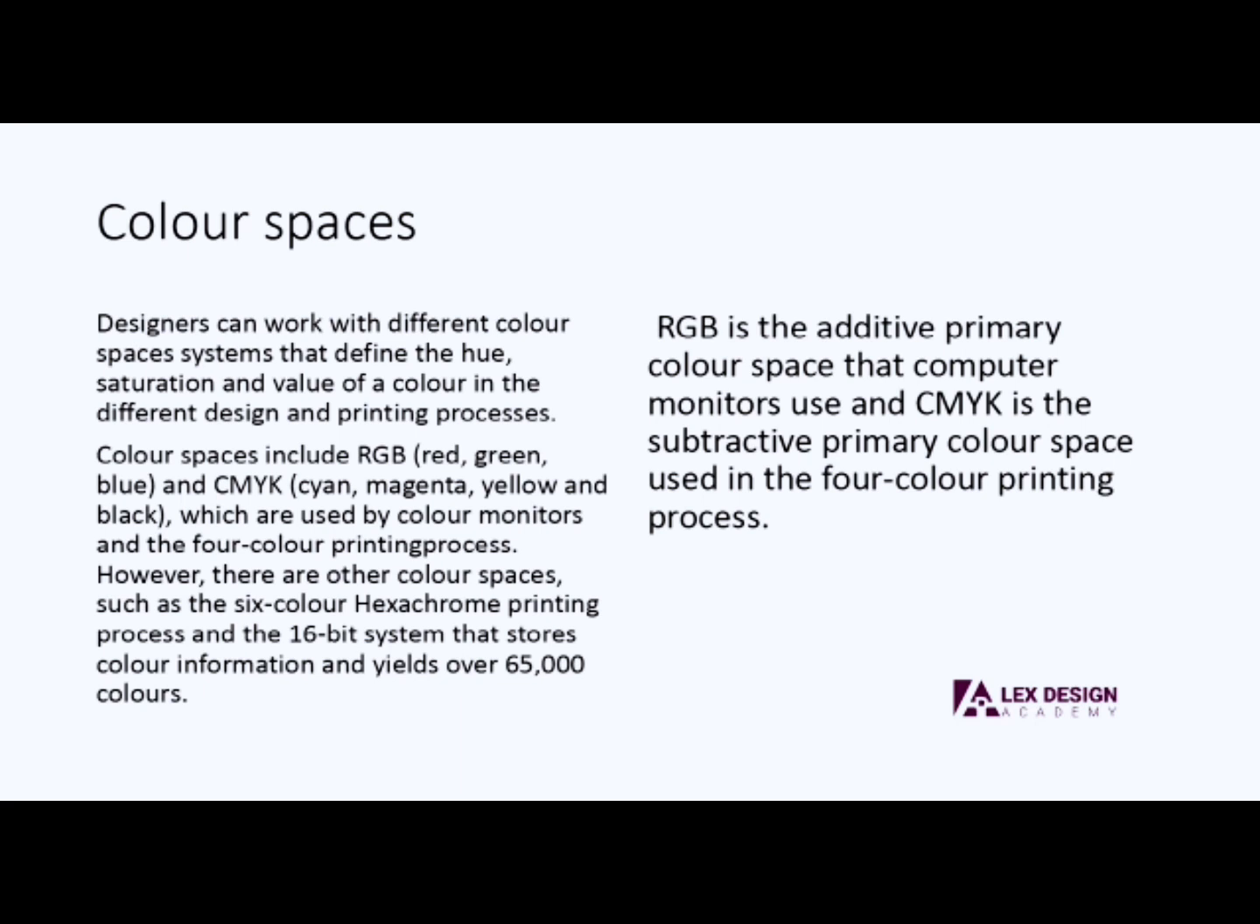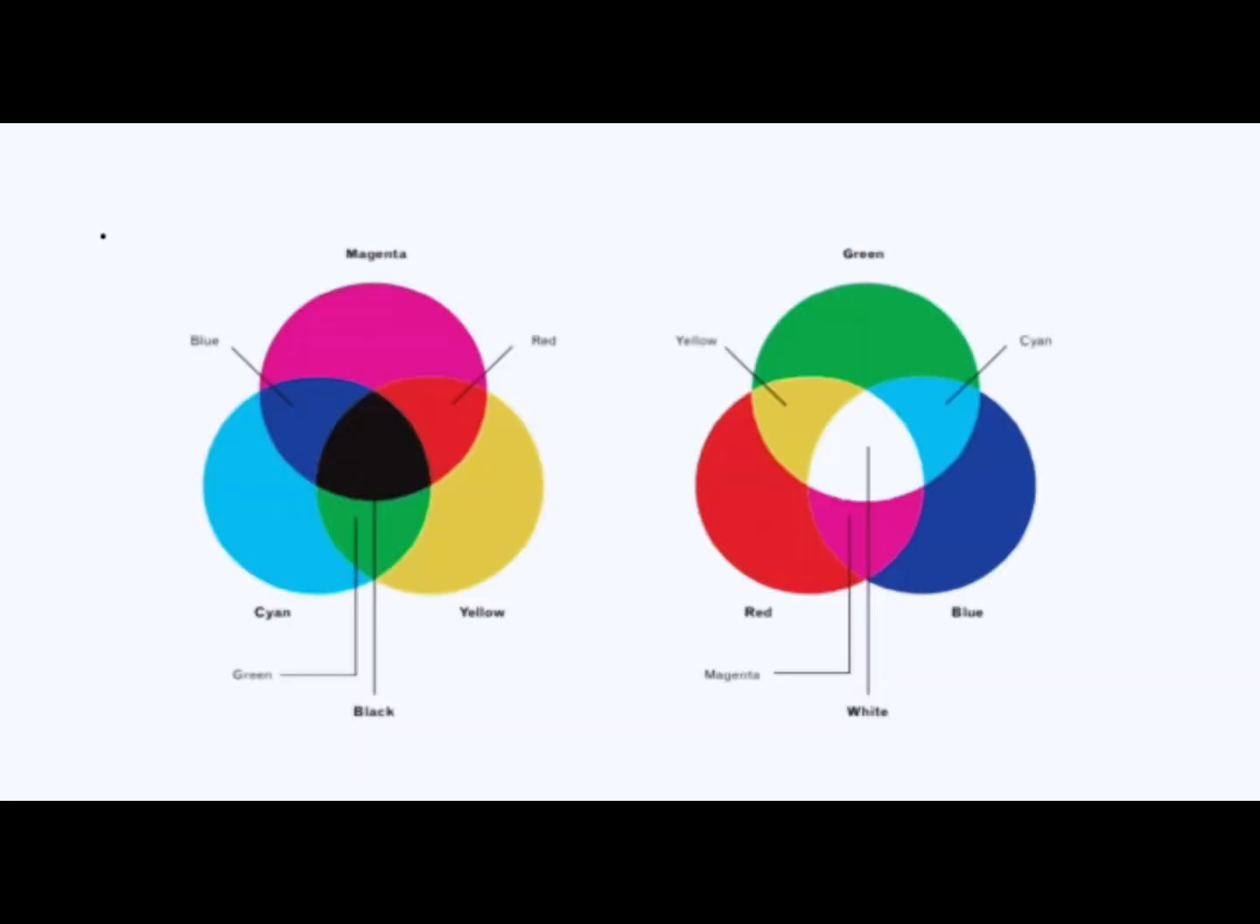But if the design is going to be printed out, then definitely you'll be using CMYK. That's cyan, magenta, yellow, and black. So those are basically the two color spaces. The first one is for screens and the second one is for printing. These are the two different types. You will notice this is cyan, this is magenta, this is yellow, and this is black in the middle. But for red, green, and blue, this is green, this is red, this is blue.